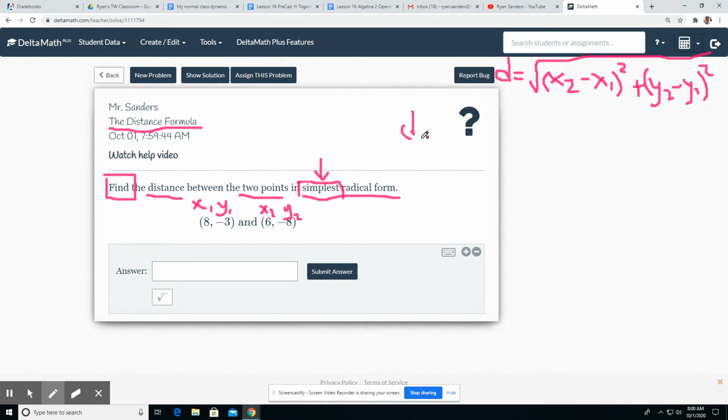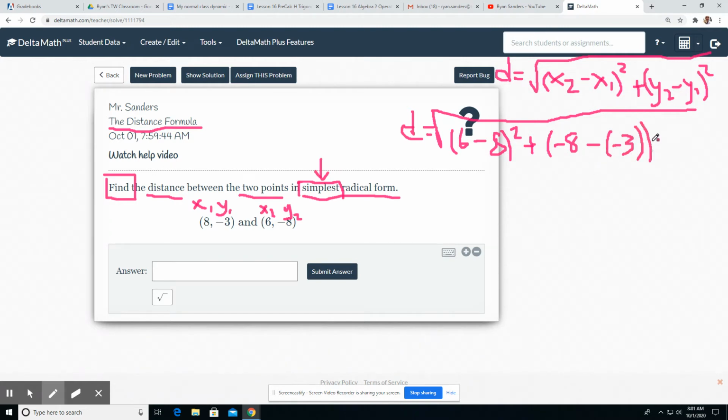Then we go ahead and plug those in to our formula. Notice how easy it is to plug it in once you have the formula and everything's labeled. So the distance between these 2 points is x2 is 6, minus x1 is 8, and that quantity gets squared, plus y2 is negative 8, minus y1 is negative 3. That's a double negative sign.